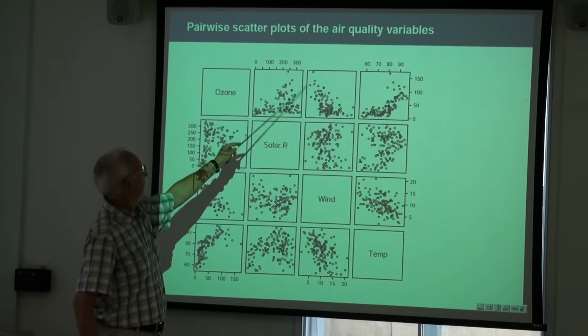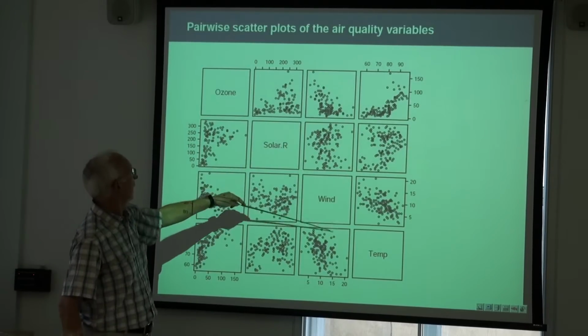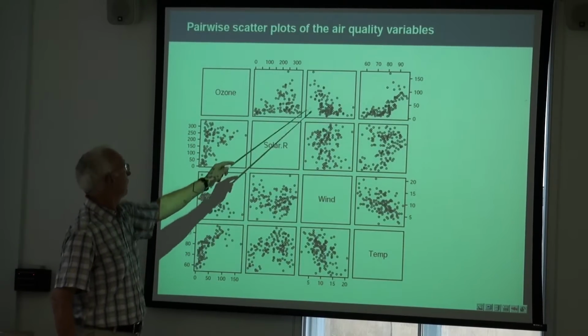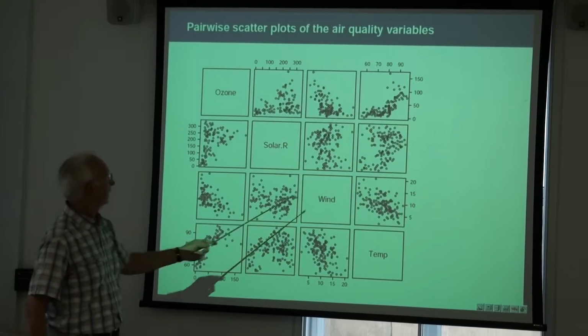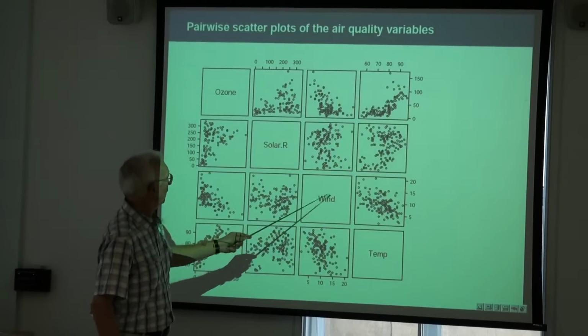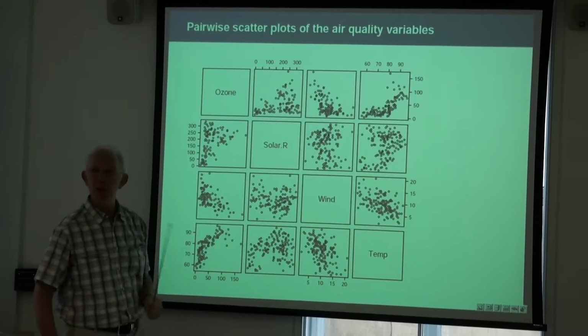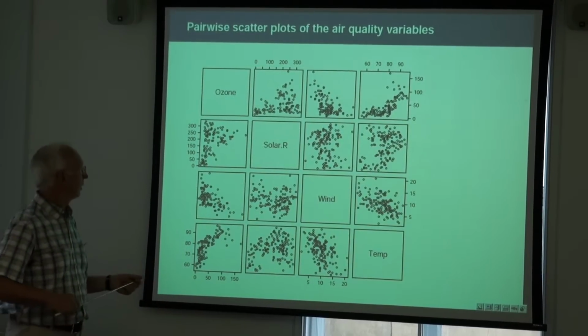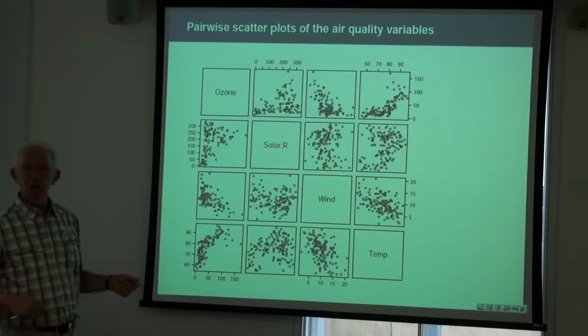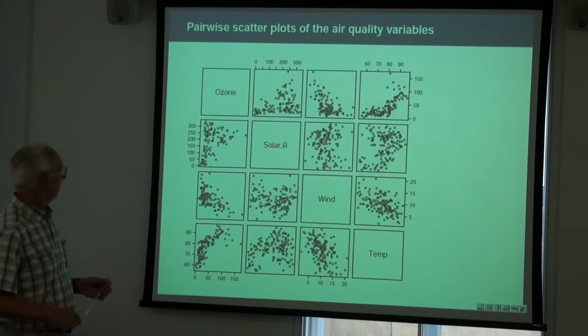There's a negative relationship here between wind speed. When wind speed is high, ozone is low. Wind speed is low, ozone is high. And so like that. There's quite a nice relationship between wind speed and temperature there. Which you hear the weather forecast talking about the chill factor and so on. And when wind speed is high, temperature low, and so on. So you can look at all those.